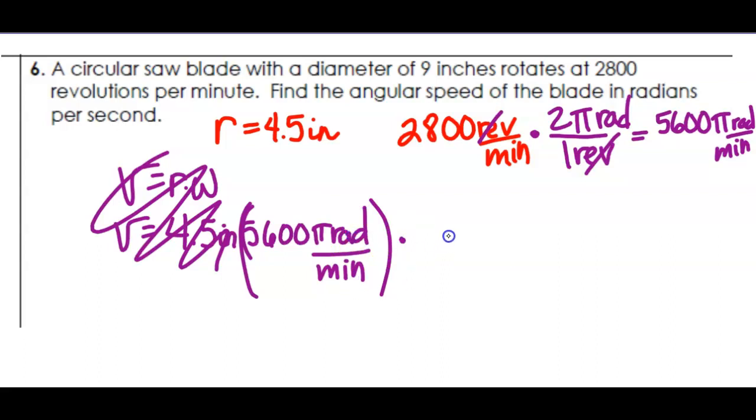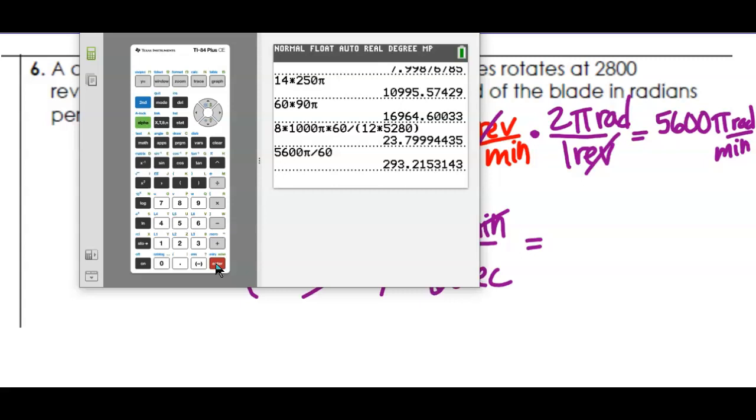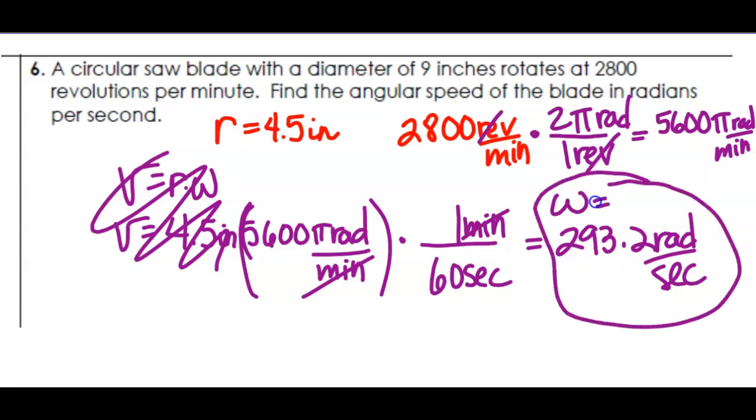Radians per second. So we have radians per minute, and every 1 minute is 60 seconds. I'm trying to get rid of minutes, change it to seconds. So I'm going to do 5,600 times pi, and then I'm going to divide by 60, and I'm going to be done. 5,600, I'm going to go ahead and type the pi in, divided by 60 is 293.2. And the labels left were radians and seconds. All right, that's all that one wanted. My bad, it wanted an angular velocity. Read directions, sorry.